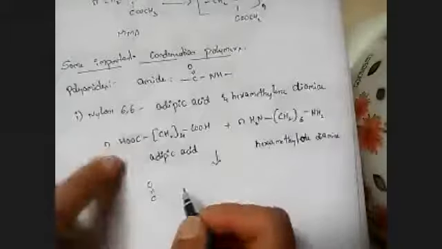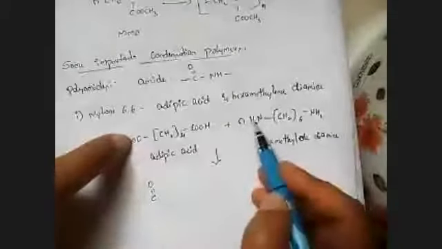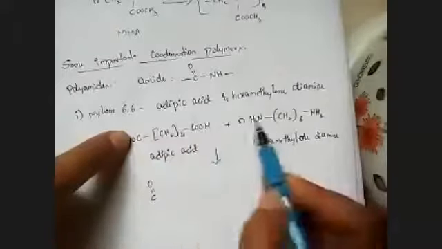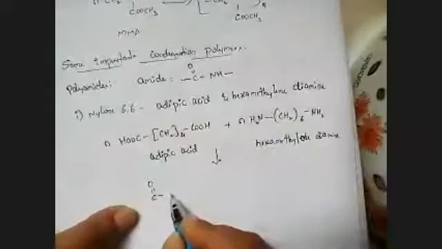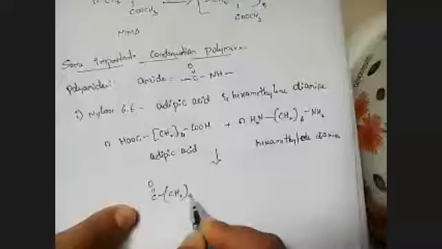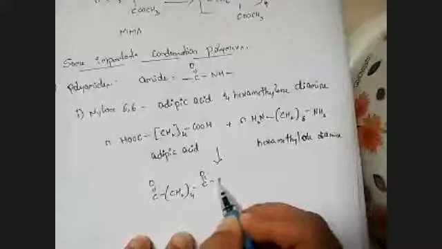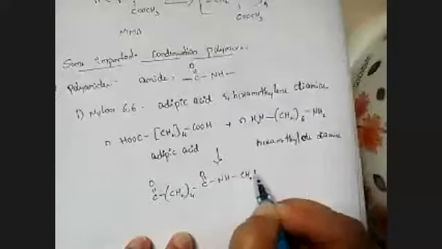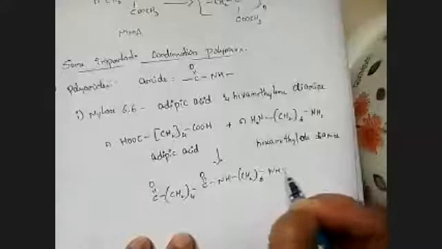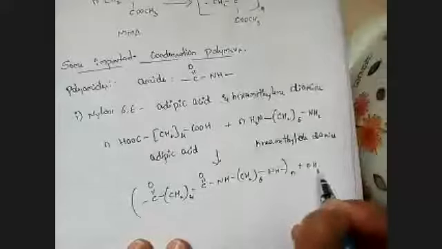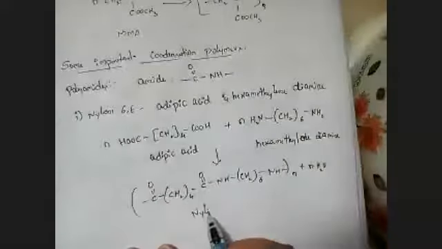So just remove H here and H here, same here. Remove OH from these two ends and H from these two ends, then you can connect it. CH2 4 times. Without seeing me, you just try to write it. NH, then CH2 6 times, then NH. So this is plus n number of water molecules. This is your nylon 66. Okay, nylon 66.